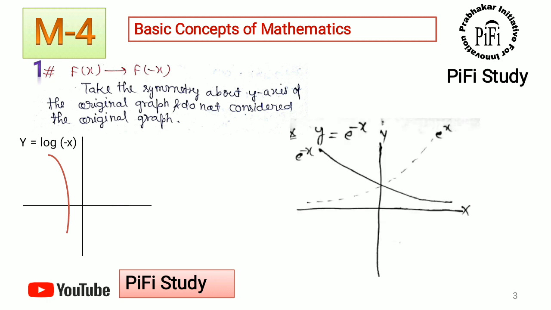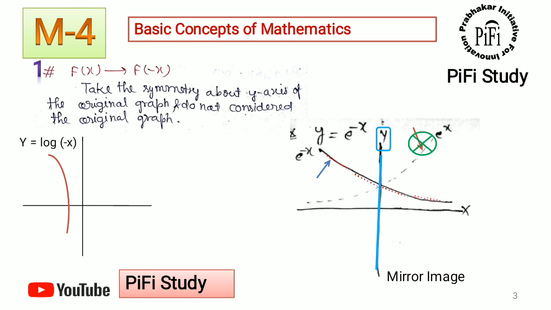Second example, you know how to draw the exponential graph. So do one thing, take the symmetric about the y-axis, put a mirror image on the y-axis like this. Then when you put the mirror on the y-axis, you will get the graph e to the power minus x. So the black line shows the graph of e to the power minus x.